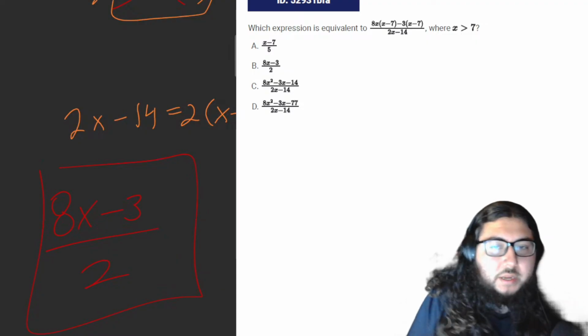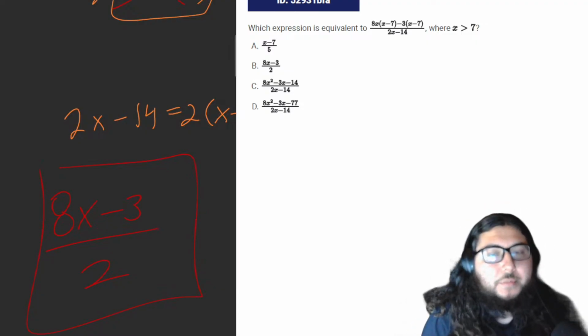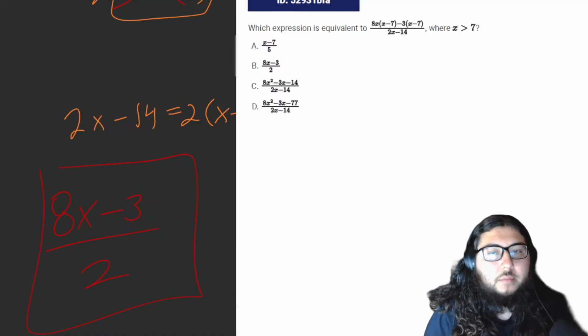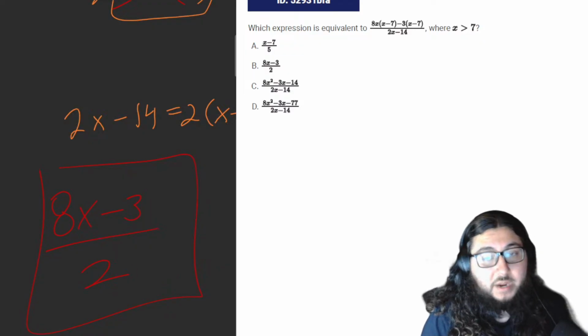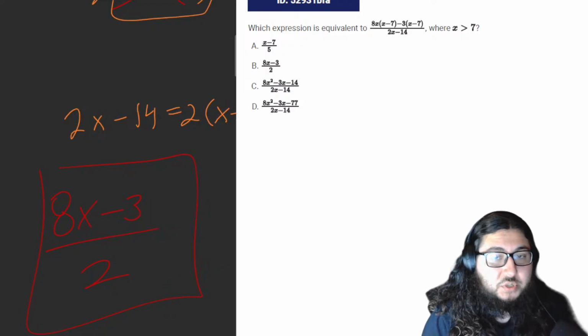So key here is recognizing the pattern that x minus 7 appears everywhere. In the numerator, in both terms in the numerator, and in the denominator. Only in disguise, because we have to factor out a 2 from both 2x and from 14.